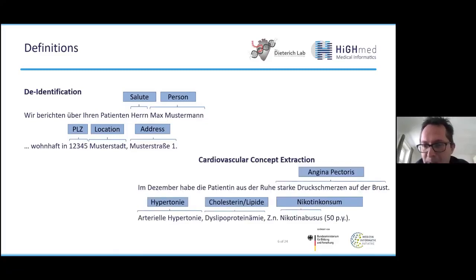On the other hand, we have cardiovascular concept extraction. And here you can see, for example, that we want to seek the sequence "starke Druckschmerzen auf der Brust", and classify it with the cardiovascular concept angina pectoris. And our clinical use case would be here, for example, that if we are able to annotate discharge letters with these kinds of concepts, we could, for example, build cohorts. So we could ask the data set, give me all patients who are suffering angina pectoris and are smokers, and at the same time have the risk factor hypertonia.